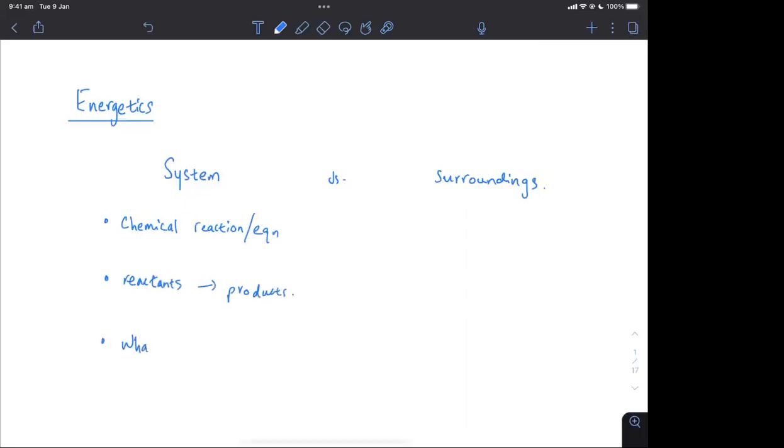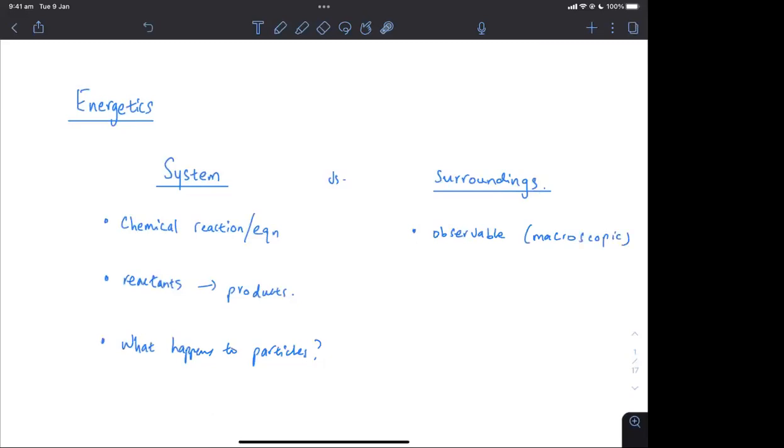So what happened to the particle? There are things which you cannot see with your eye. And what you could observe would be the effect on the surrounding. And this is the relationship between system and surrounding. This is observable. So this is the macroscopic, macro meaning the big stuff. So things you can see on the outside, observable, measurable, so you can quantify it. Usually these are in solution, because when we do our chemistry, we do them dissolved in water. So there is the aqueous solution format.